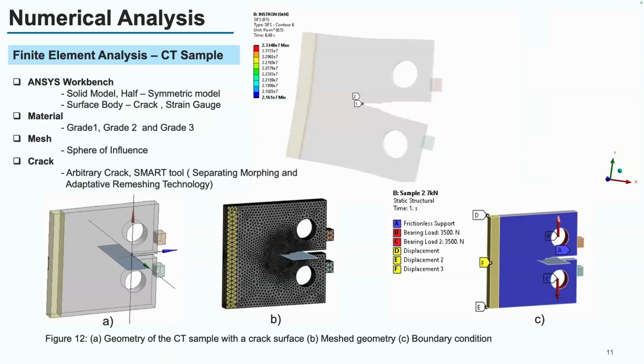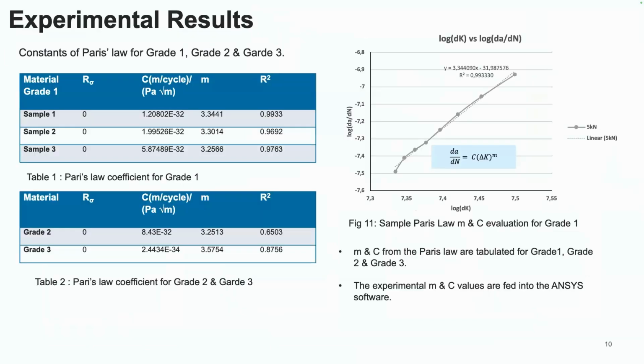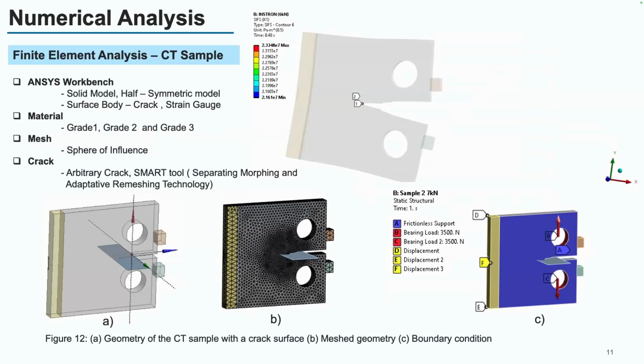That's when I started moving to ANSYS, which is a solid model, where I used a half symmetric model to reduce the computational time. And for the material, once I finished my experimental test, I had my MNC values, so it's easy for me to put those MNC values in. And if you notice, the MNC values are in different units. That's because ANSYS uses Pascal square root meter, so to make life a bit easier, I just kept those values with the units.